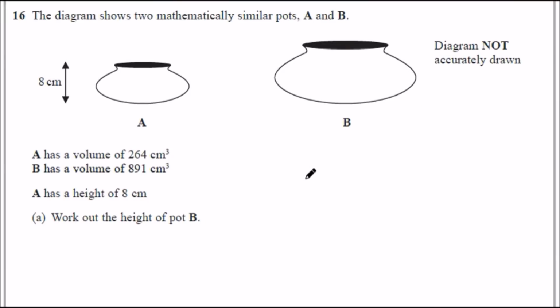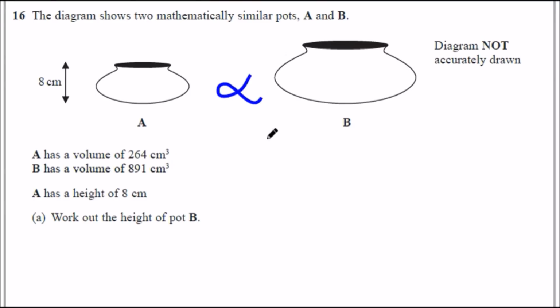Okay, 16. The diagram shows 2 mathematically similar pots. So A is mathematically similar to B. A has a volume of 264, B has a volume of 891. A has a height of 8. Work out the height of pot B. So first we need some relationship formulas.